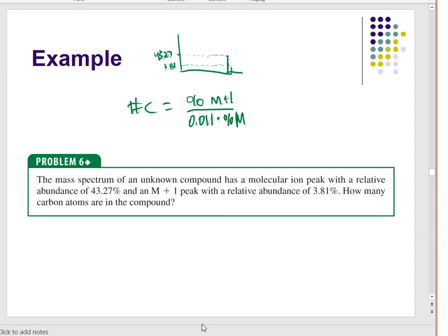So I'll set this equation up. The percentage of the M+1 is 43.27. So 43.27 goes there. Notice I didn't even change it. Don't change it to a decimal, because this says the percentage of. It's giving me percentage. It's right there. There's no need to change the number. That's what it wants. Divided by, no, sorry, I'm going to erase that, I put it in the wrong spot.